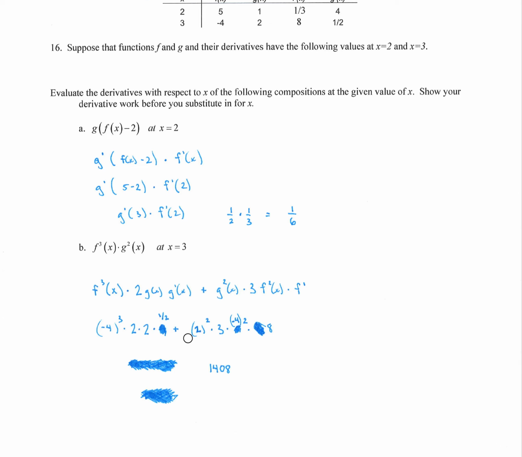Down here, this is like a little chain rule and a little like product rule. So this is f cubed times g squared, so then f cubed times the derivative of g squared, which is 2g prime, plus g squared times the derivative of f cubed, which is 3f squared f prime. And then you just got to be careful and plug all those values in. You get some ridiculously big number using the tables.